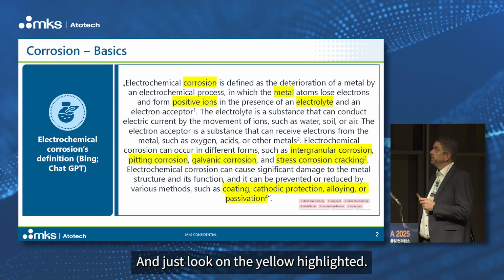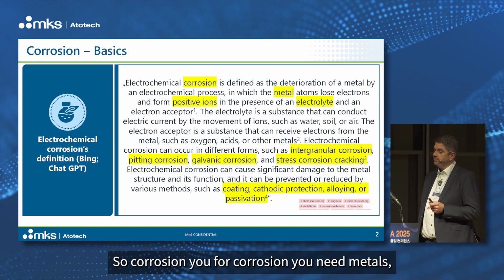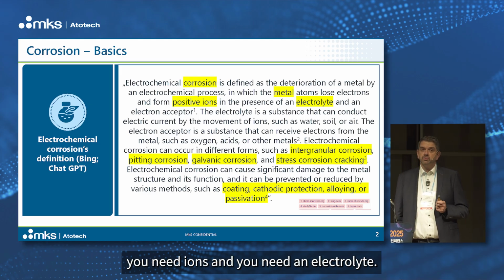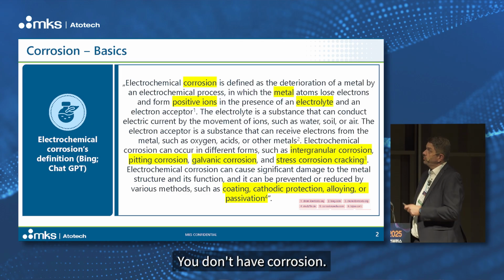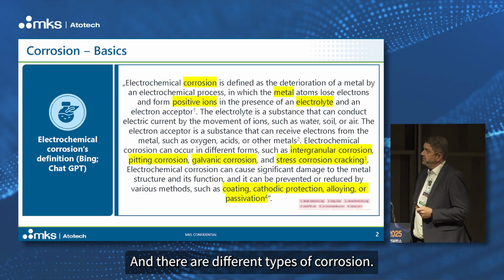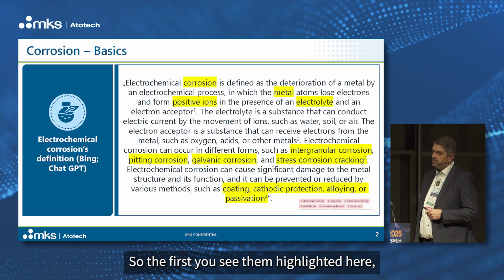And just look at the yellow highlighted words. For corrosion, you need metals, you need ions, and you need an electrolyte. Without this, so if one or the other is missing, you don't have corrosion. And there are different types of corrosion. The first, you see them highlighted here.